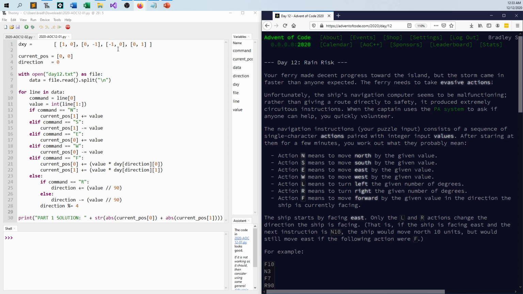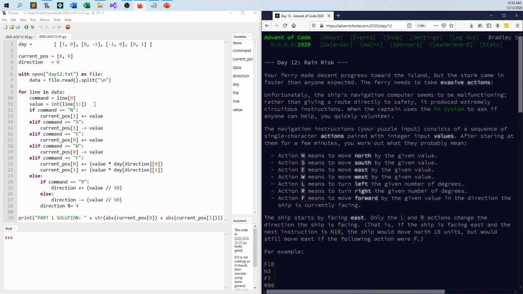And I'm just keeping track of that. As long as I remember that a right means to go positive through this and a left means to come back around, everything's going to turn out just fine. So I start my current position at 0, 0 with my direction of 0, which is the east direction. I pull my file in, split by new line, and for every line in that file, I get the command, which is just the first character, and then the value, which is the integer value of everything that comes after that first character.